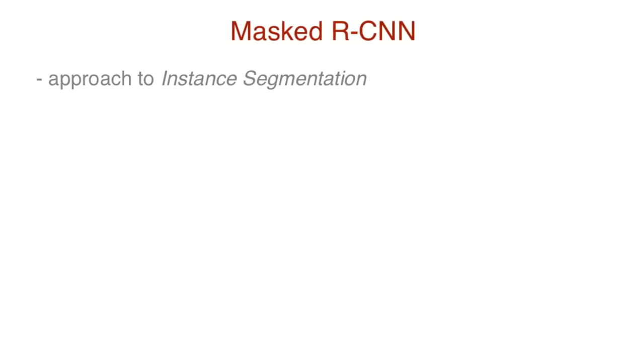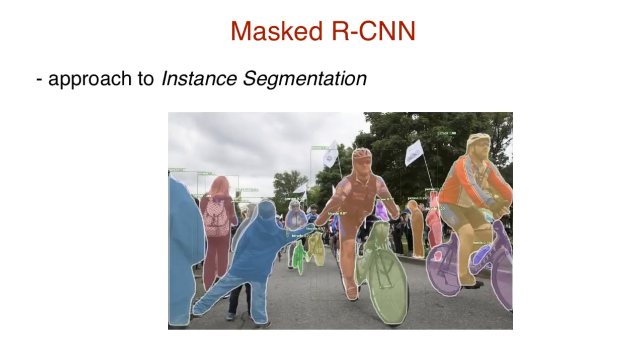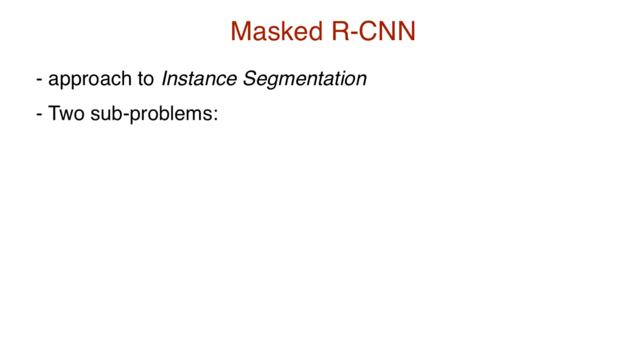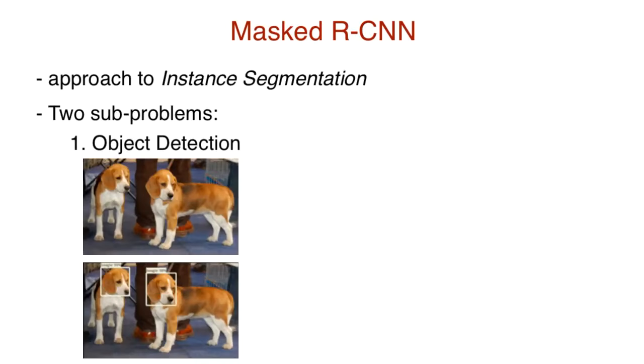Masked RCNN works towards the problem of instance segmentation, the process of detecting and delineating each distinct object of interest in an image. And so, instance segmentation is a combination of two subproblems. The first is object detection, and this is the problem of finding and classifying a variable number of objects in an image. They are variable numbered because the number of objects detected in an image can vary image to image.